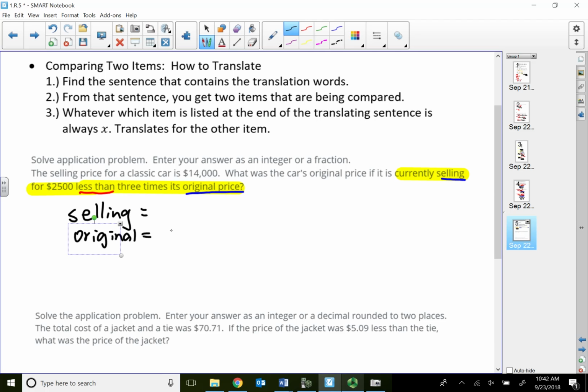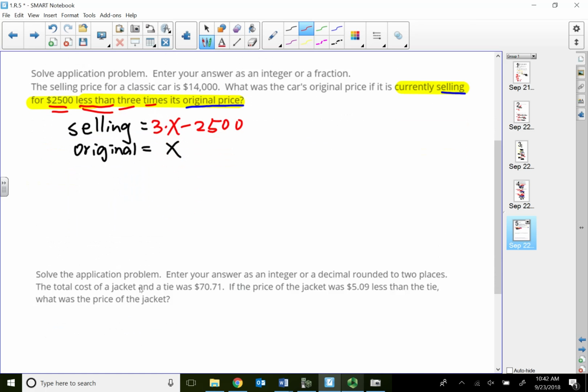All right, so once I identify the two items, the item listed at the end, which is the original price, will always be x. Let's go back and translate for the selling price. Selling equals 2,500, 2,500 less than, so a subtraction sign in front of what I just wrote, 3 times who? The original price, which I already called x. So far all we did was translate for the two items. We have not yet set up the equation.